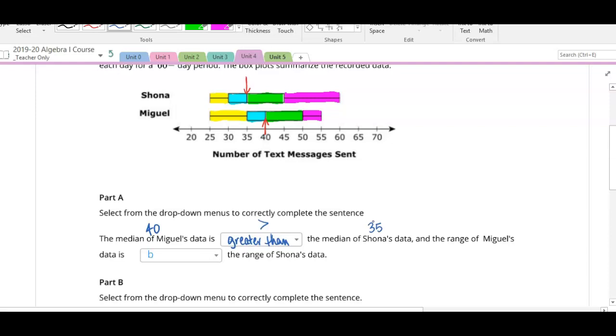The range is going to be found by subtracting the max and the min. So Miguel's range is going to be 55 minus 25, which is 30. Shona's range is going to be 60 minus 25, which is 35. So the range of Miguel's data is less than the range of Shona's data.